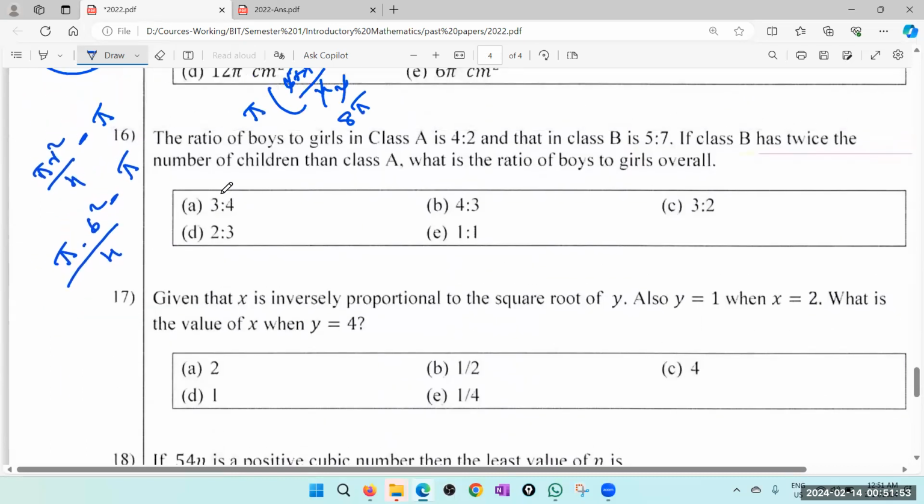Question 16. The ratio of boys to girls in a class A is 4 to 2, or maybe you can say 2 to 1. And that in class B is 5 to 7. So this is class A. In class B, boys to girls is 5 to 7. Class B has twice the number of children than class A. So that means this one has twice the total number of children.